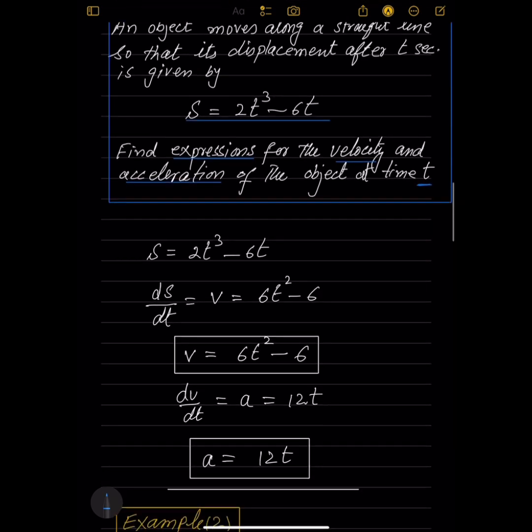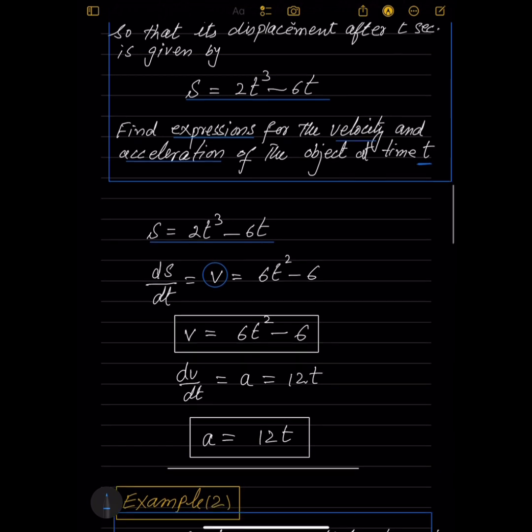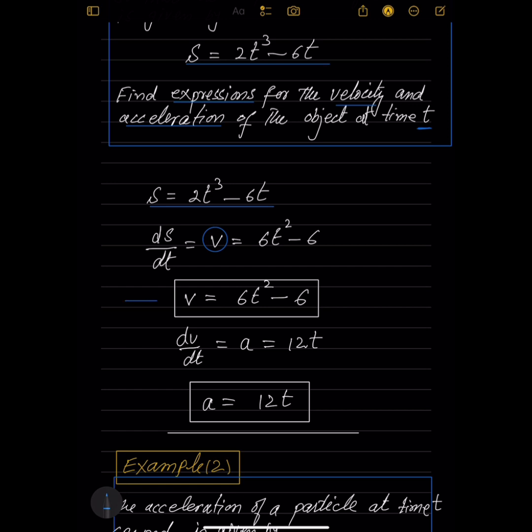So this is a displacement time relation. S is equal to 2t cube minus 6t. We are differentiating s with respect to t. This becomes ds over dt, which is velocity. We know the rules of differentiation: 3 multiplies with 2, the power decreases by one, so this becomes 6t squared minus 6. So the velocity expression is v is equal to 6t squared minus 6.